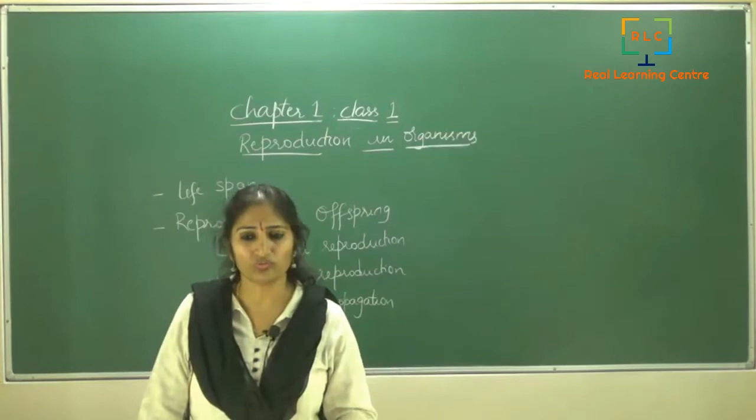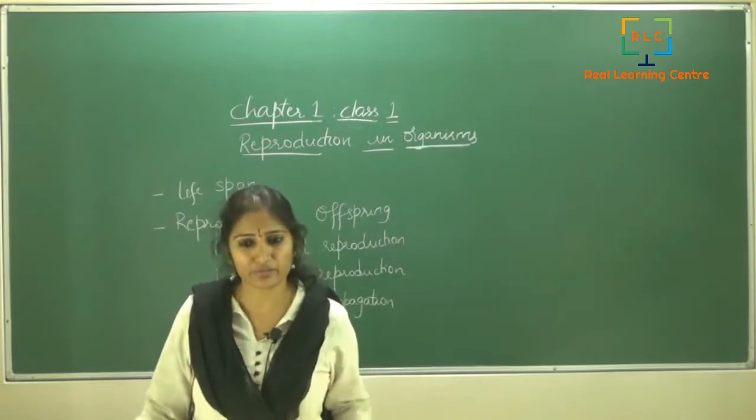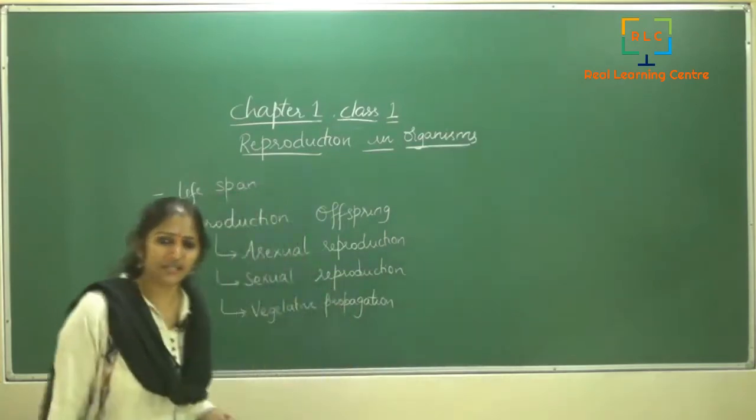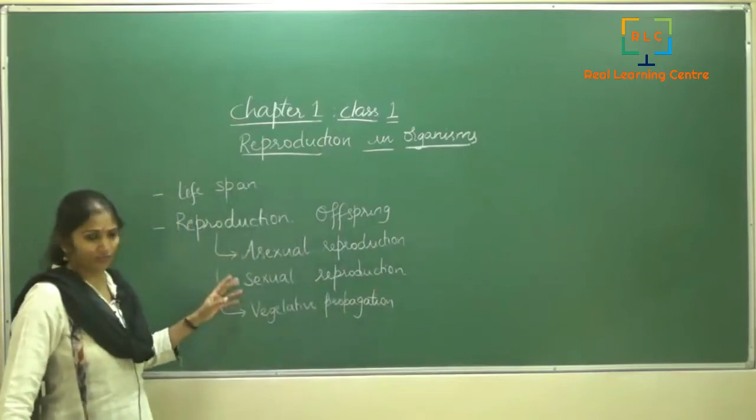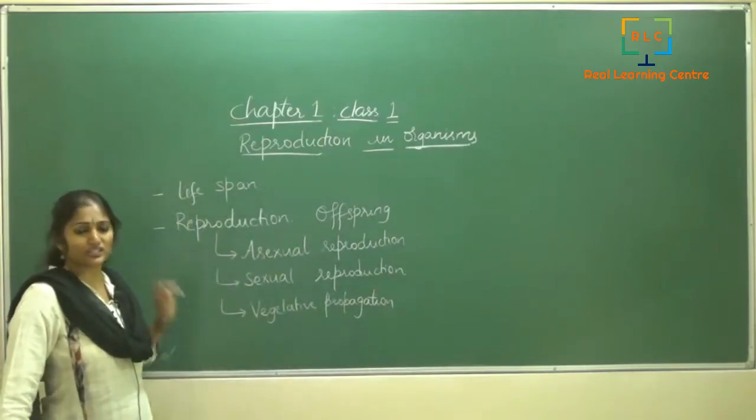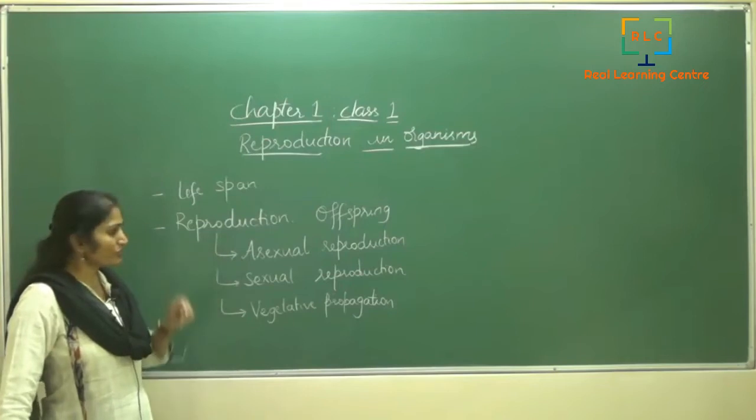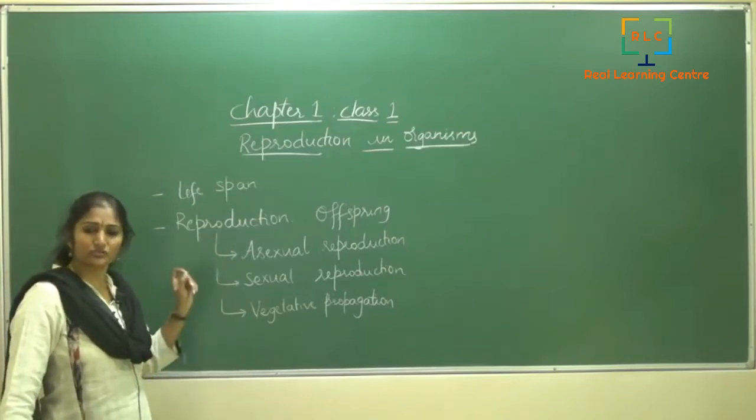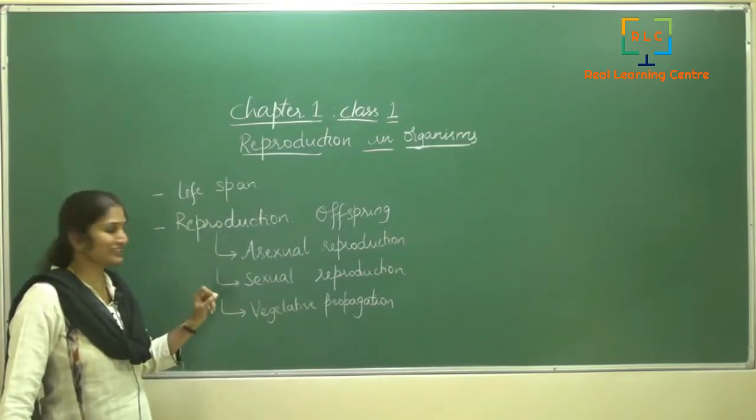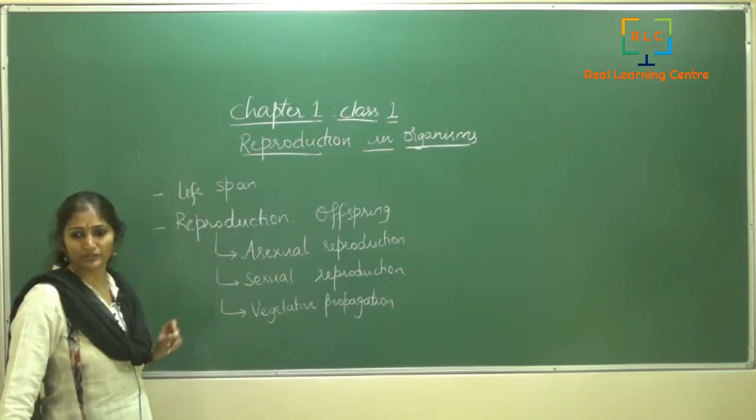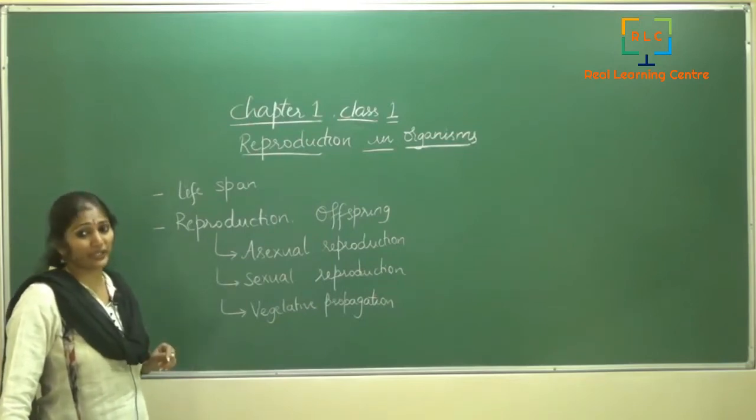And though we say that there are many types of reproduction, they are broadly categorized into two types: sexual reproduction and asexual reproduction. When we are talking about asexual reproduction, we always see reproduction happening with only a single parent.